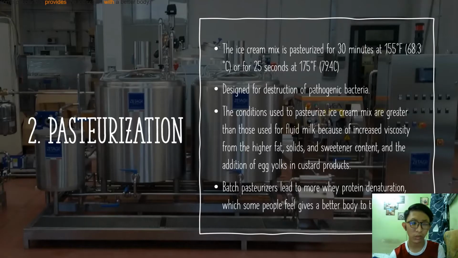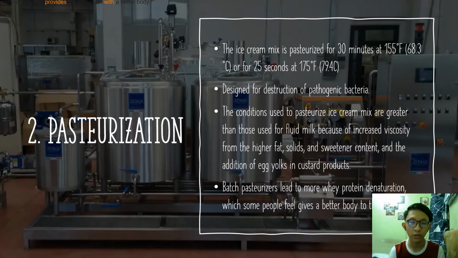The next step is pasteurization. The ice cream mix is pasteurized for 30 minutes at 68.3 degrees Celsius or for 25 seconds at 79.4 degrees Celsius. It is designed for destruction of pathogenic bacteria.